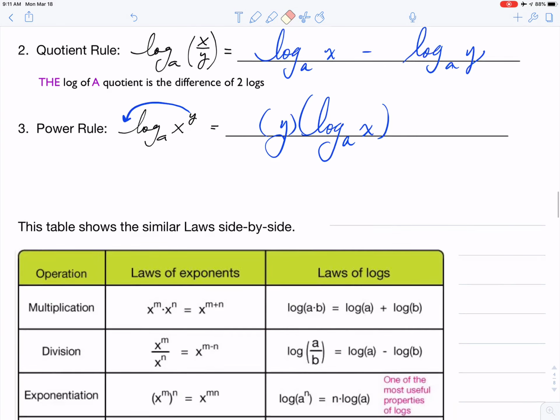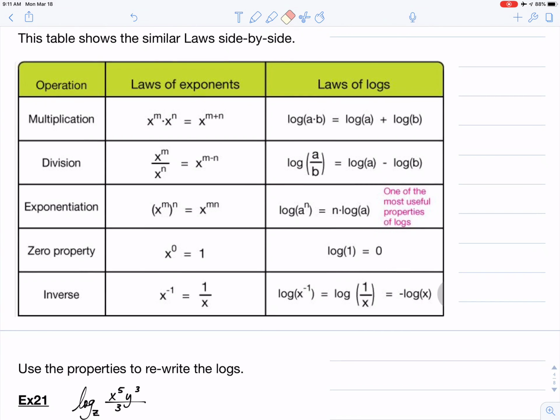I've given you a table, and what I like about this table is that it shows similar rules, the exponential rules and the logarithm rules side by side, whether it be multiplying, division, or exponential. And the last two are ones that we use a little bit. That zero property is definitely one that you've seen. Inverse property, you saw this in the exponential. You haven't seen it though so much in the logarithm side.